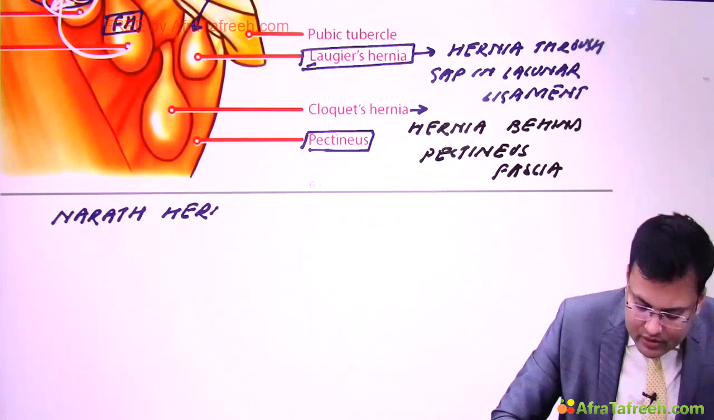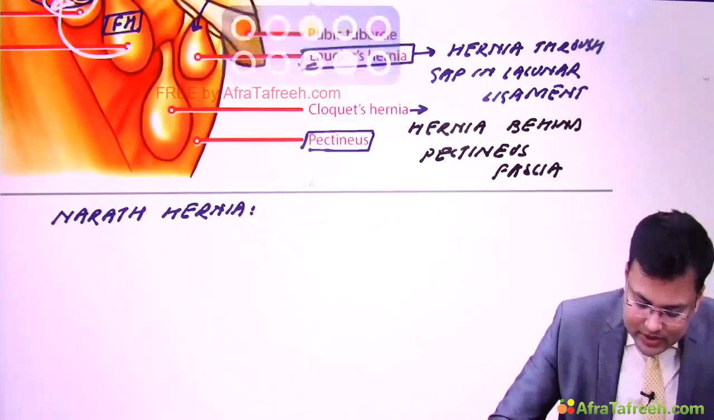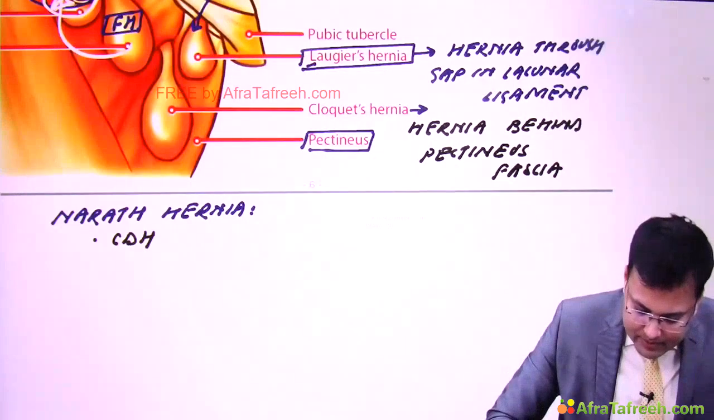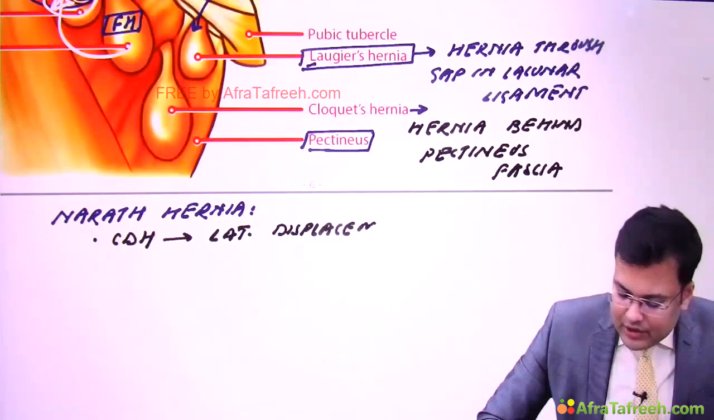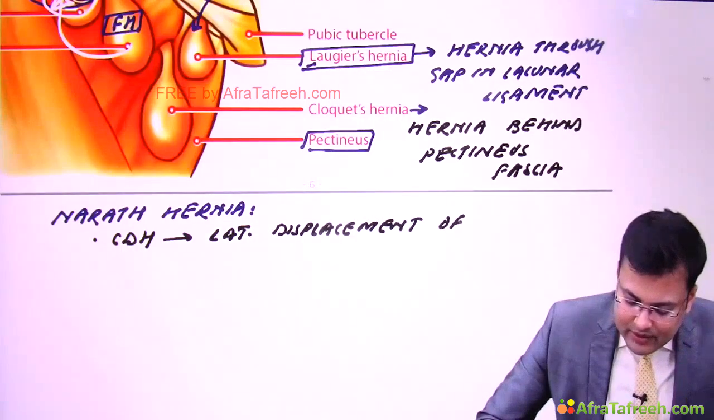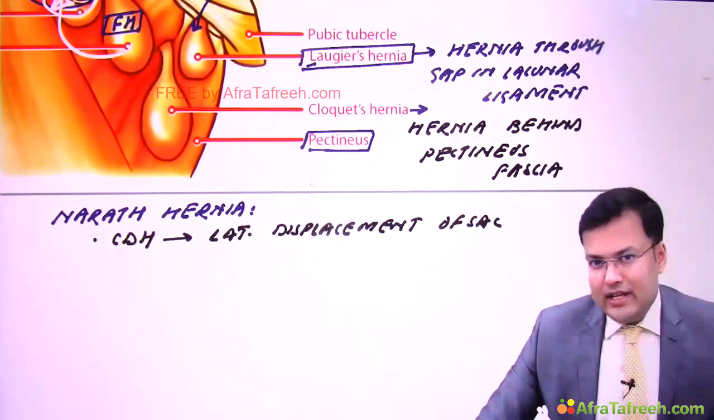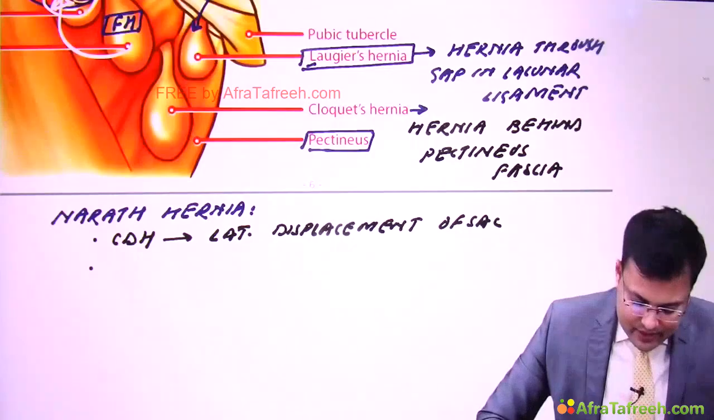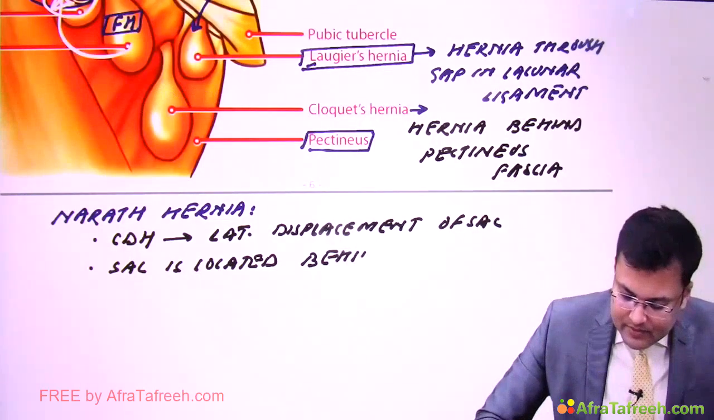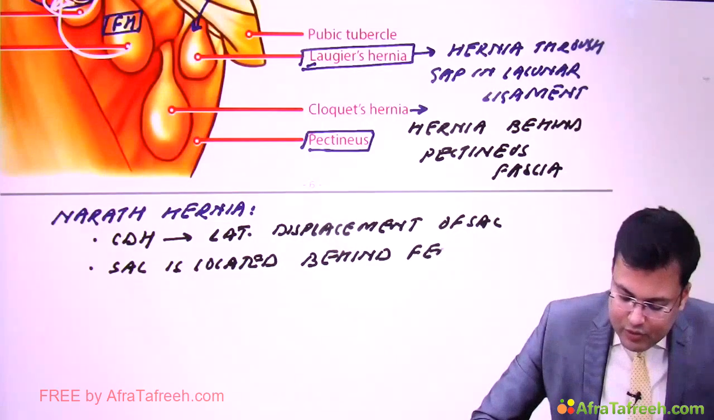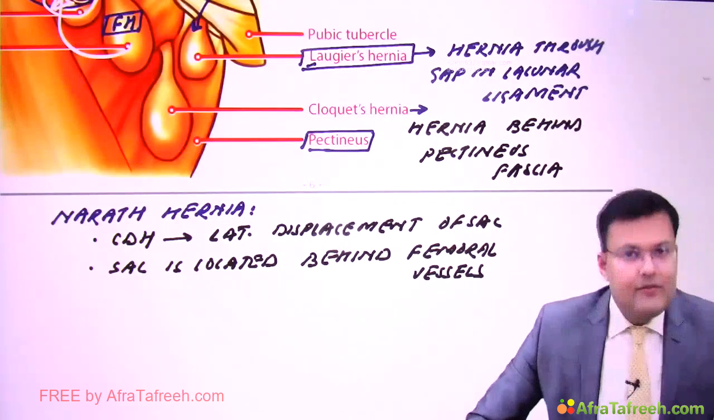So this Nareth hernia is seen in the patients of congenital dislocation of hip. And in this case, there is lateral displacement of sac. And because of this lateral displacement of sac, here the sac is located behind femoral vessels. Clear? So these are the variants of femoral hernia.